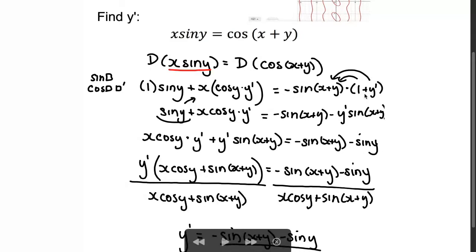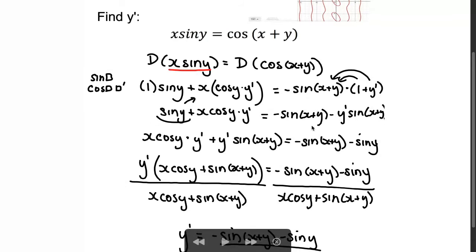So when I take this and I expand it out, I'm kind of going backwards here. I'm going to take negative sine of x plus y and times it by 1. And I'm going to take negative sine of x plus y and times it by y prime. So on the right side of my equation, I end up with negative sine of x plus y, which is times 1, minus, I'm going to put my y prime in front, so I've got y prime sine of x plus y.